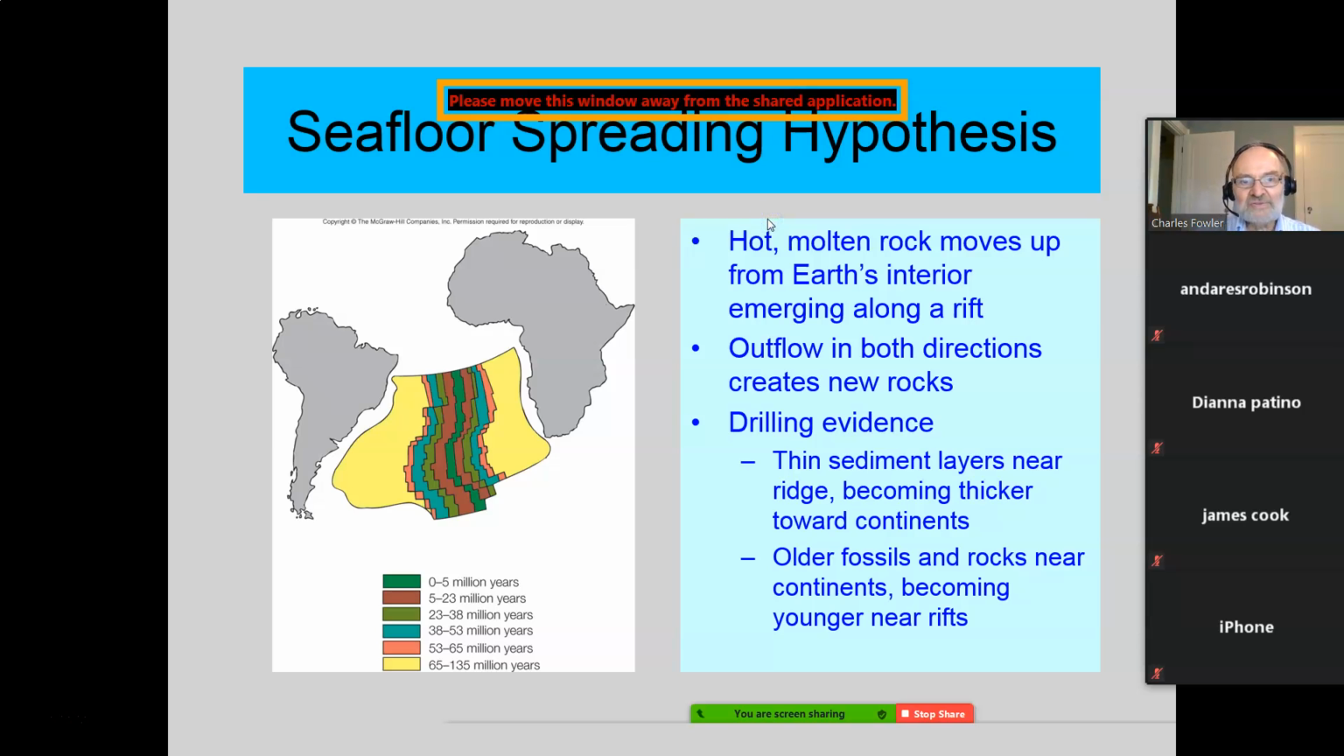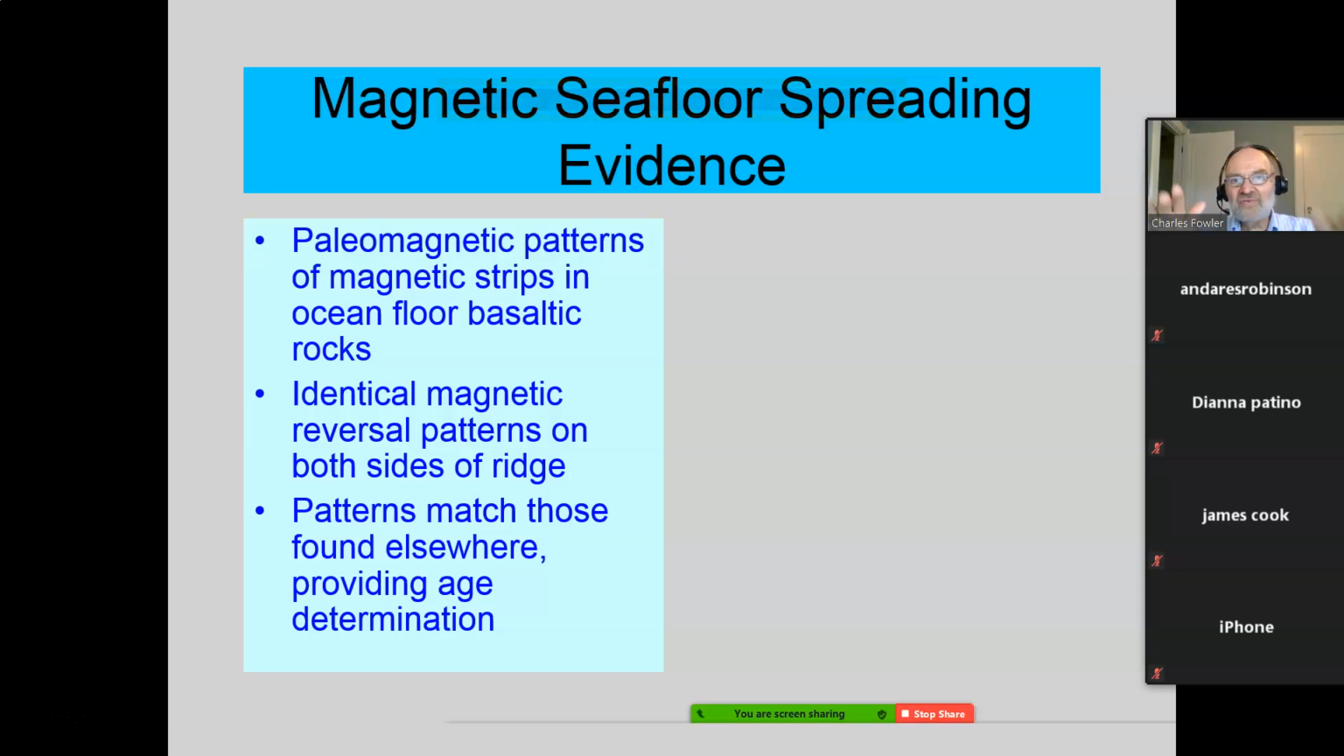Go back. So the drilling evidence indicates the patterns that we're talking about. The magnetic field is so bizarre, sometimes it advances and sometimes not. The magnetic seafloor spreading evidence shows identical patterns on both sides of the ridge. Nothing in between, but the same patterns on both sides, more patterns further out, and they match. The patterns match those found elsewhere, providing age determination. Again, that's probably from your carbon-14 dating.